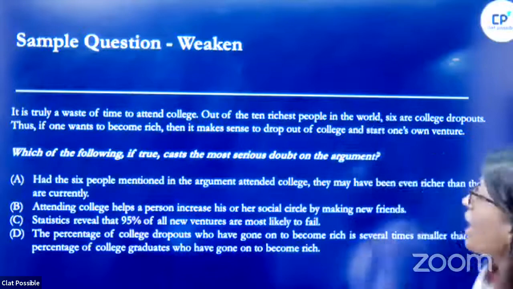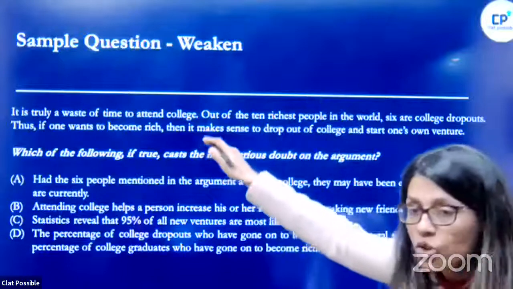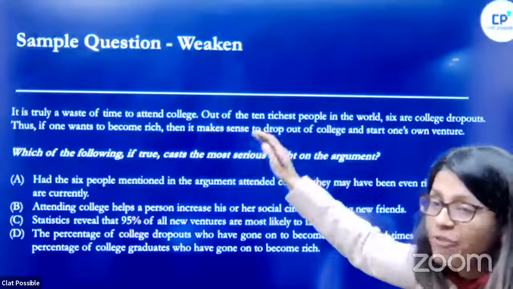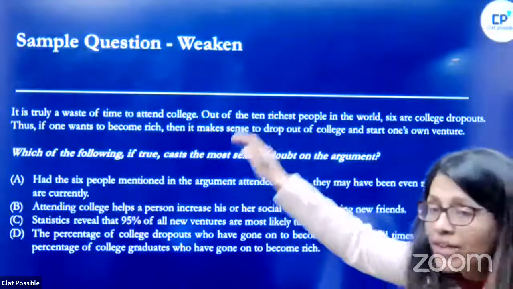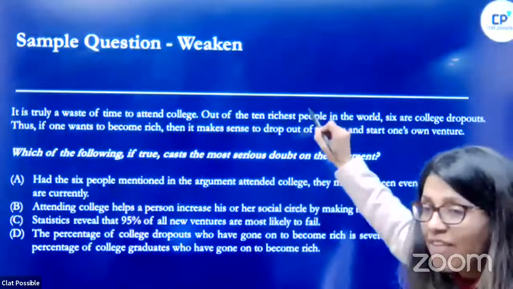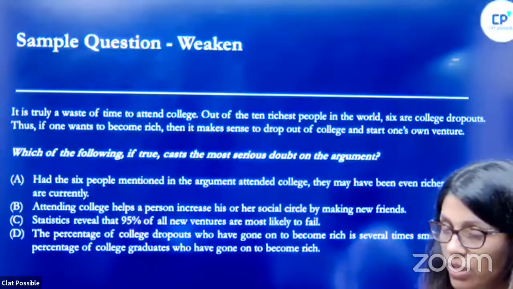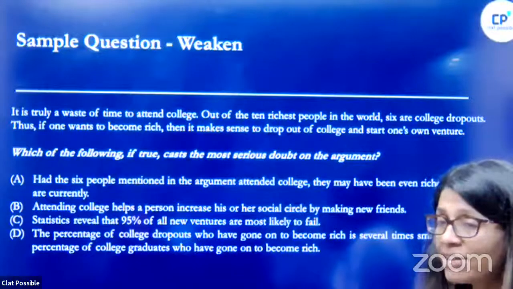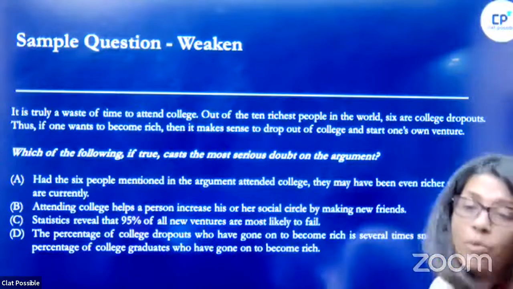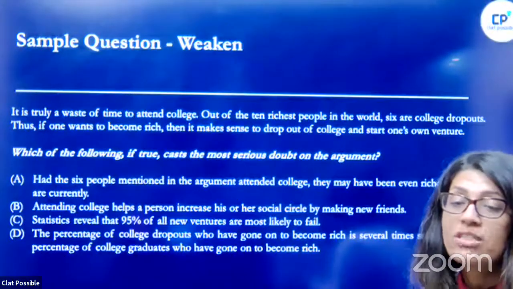So this is a small, uncomplicated thing. You know very clearly that the first line is the conclusion, and after that is the supporting detail. We have to weaken it and say, no, going to college is not a waste of time. And we have to put into doubt this data of out of 10 richest people in the world, 6 are college dropouts. So in weaken, I'm not saying that the author is lying. Out of 10 richest people in the world, 6 are college dropouts could be a fair figure. Yet, it is not correct to say going to college is a waste of time.